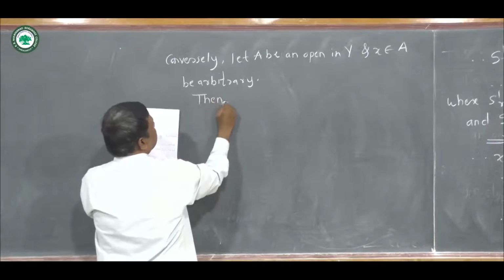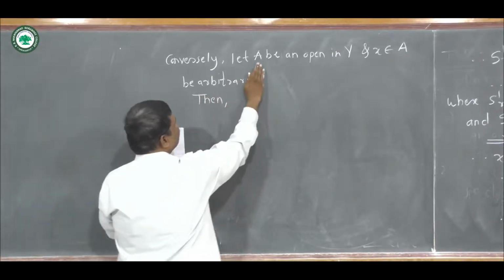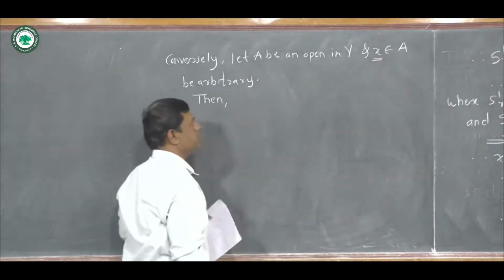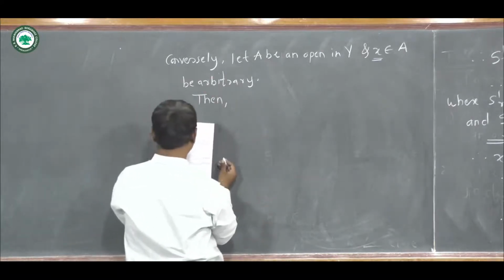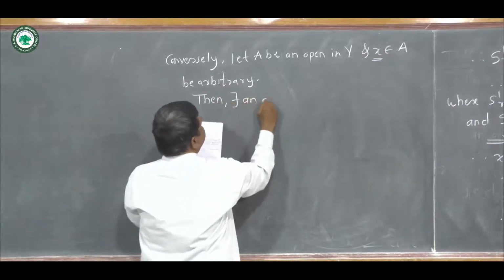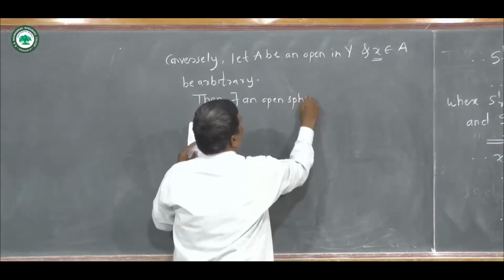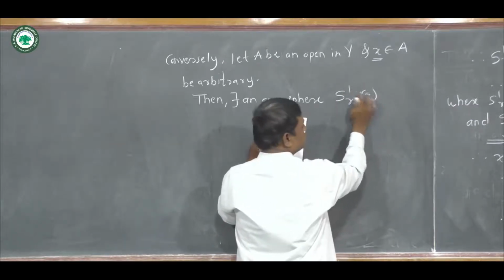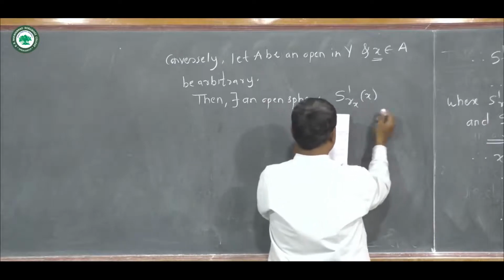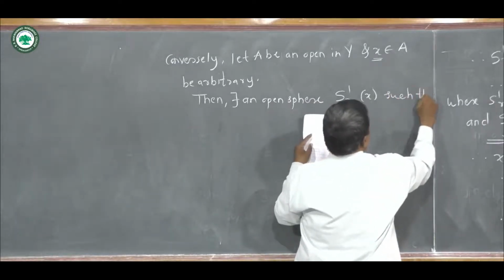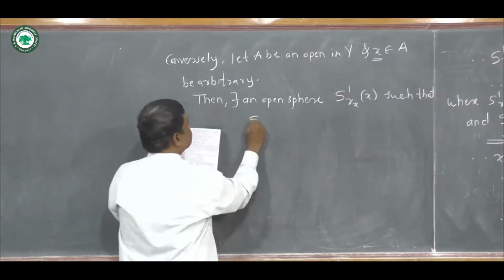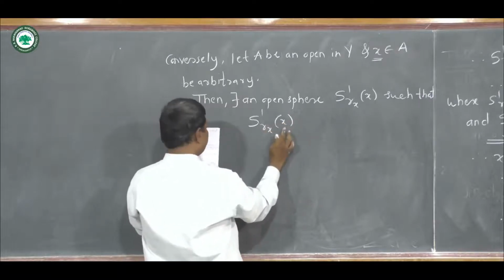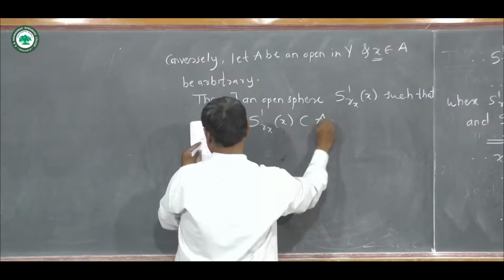Now since A is an open set, we can find an open sphere centered on this element x that is properly contained in set A. So there exists an open sphere, say S'(Rx), the open sphere centered on x of radius Rx, such that S'(Rx) centered on x is contained in set A.